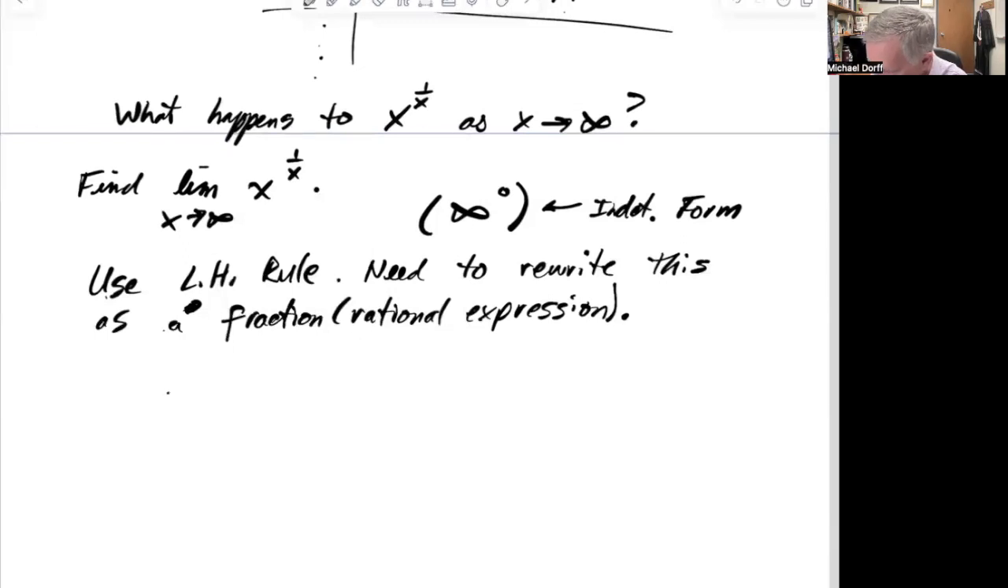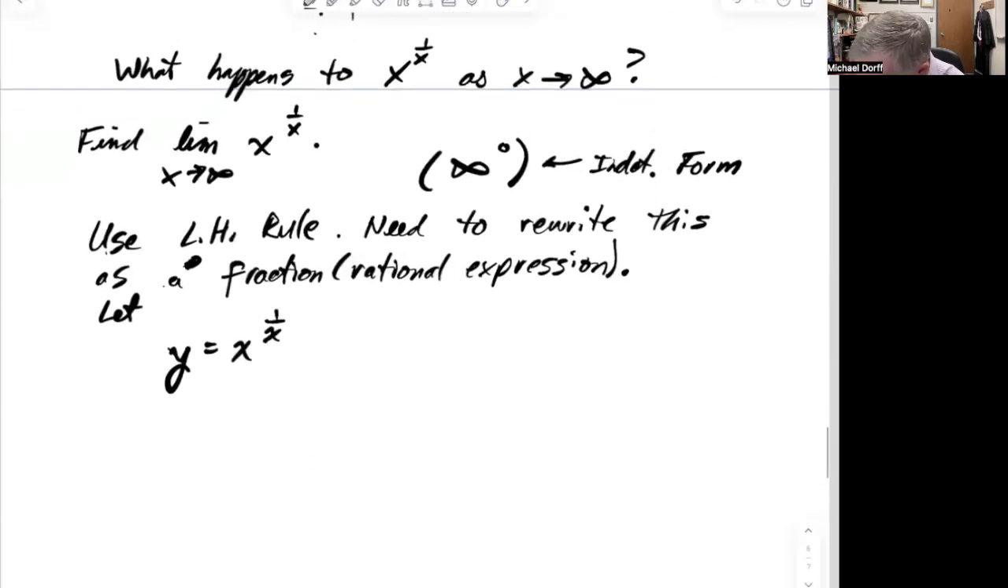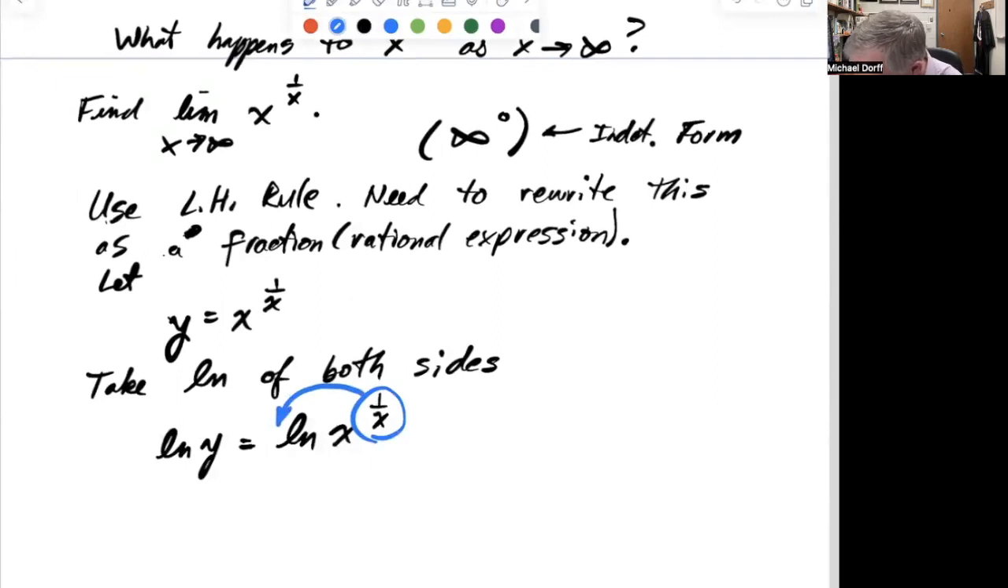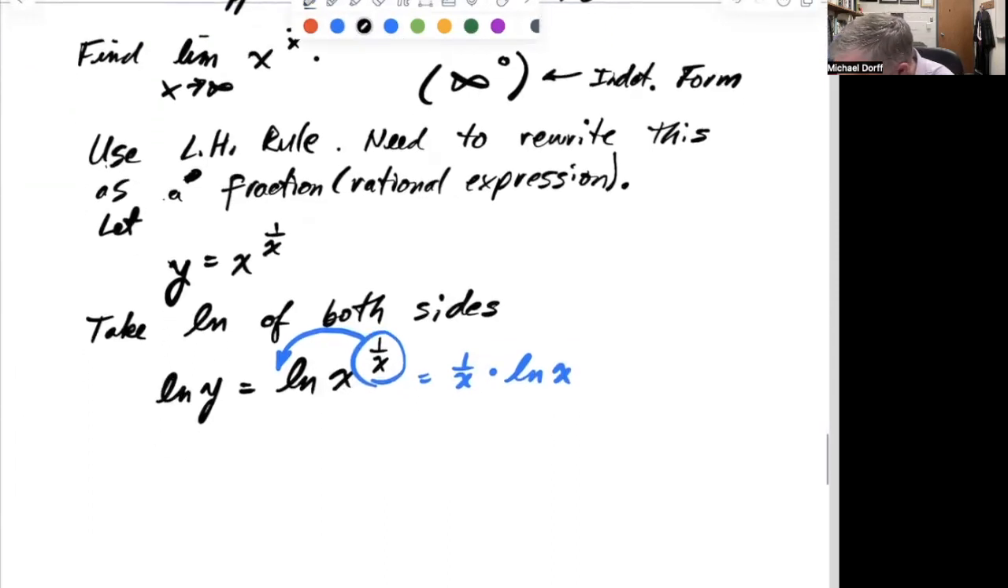So let y equal x to the 1 over x power. All right. Then we're going to take the natural log of both sides. So then we have the natural log of y equals the natural log of x to the 1 over x. And as I mentioned, the reason you do this is because now you can bring this exponent out front so that it now looks like 1 over x times the natural log of x. Okay, so we've got that.